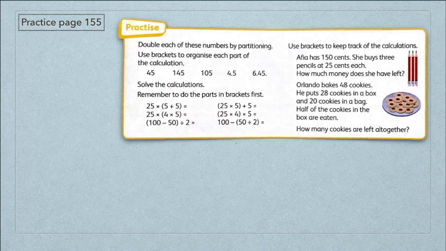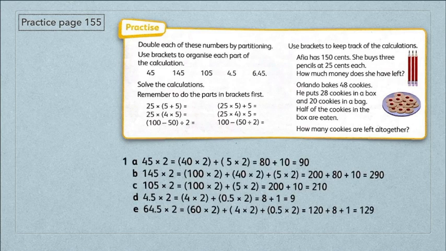Okay, so according to what I told you, your answers must look something like this. I did A for you. I'll explain B. 145 times 2 means double. So I have 100, 40 and 5.